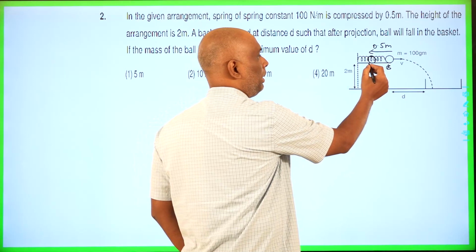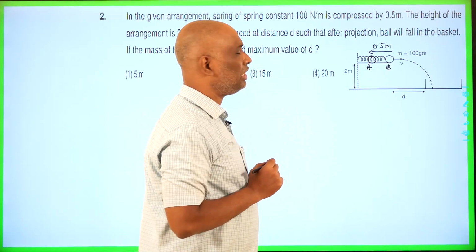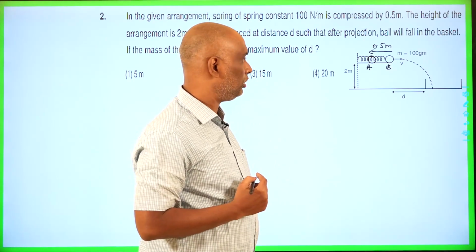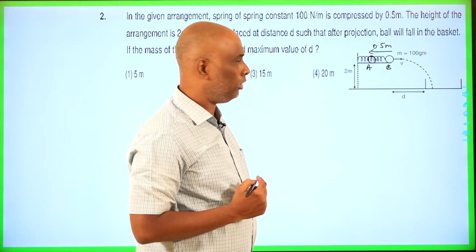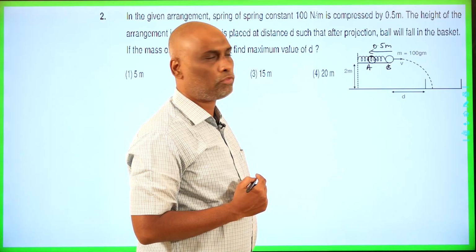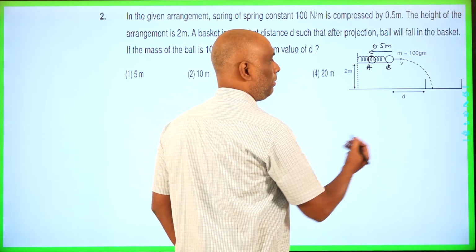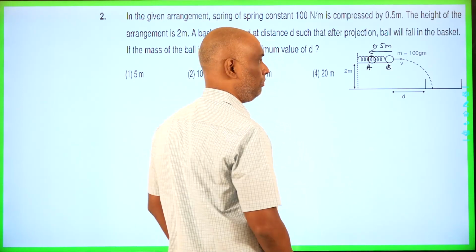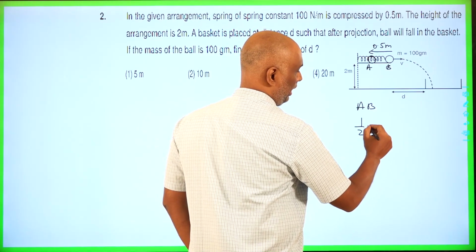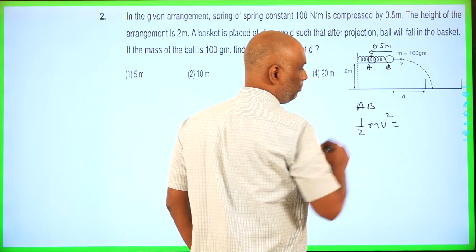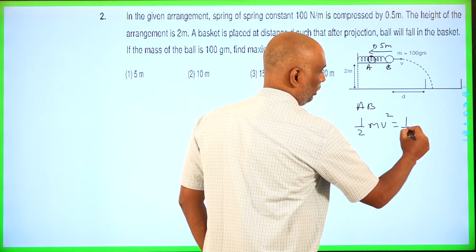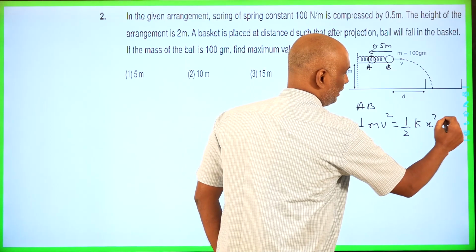As the body moves from A to B, the decrease in the spring potential energy will be converted to mechanical kinetic energy. Let us imagine that at the point B the speed attained by the body is equal to v. So, from A to B we can apply conservation of mechanical energy. The increase in kinetic energy, half mv square, is equal to the decrease in spring potential energy, which is equal to half kx square.